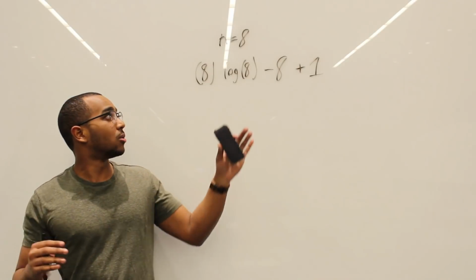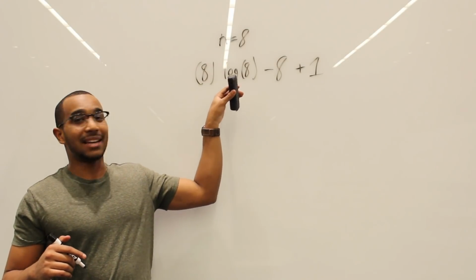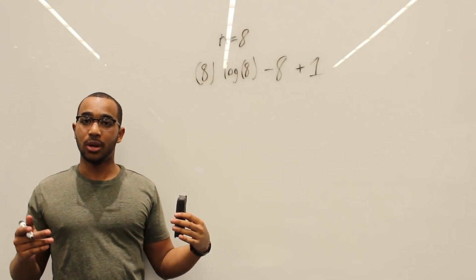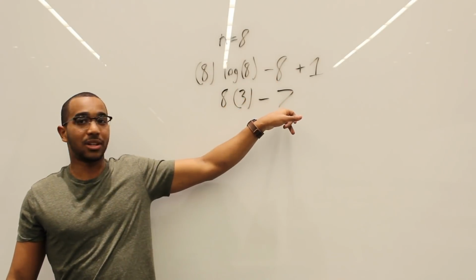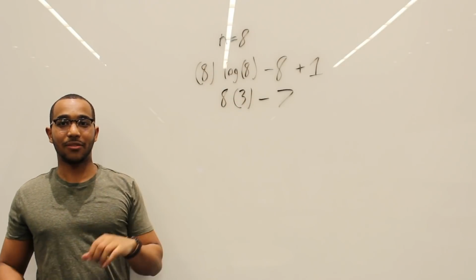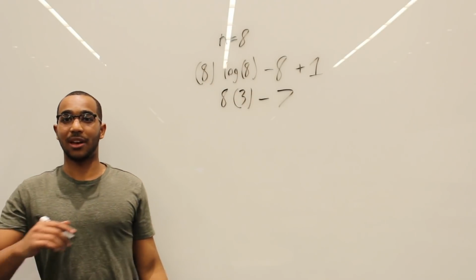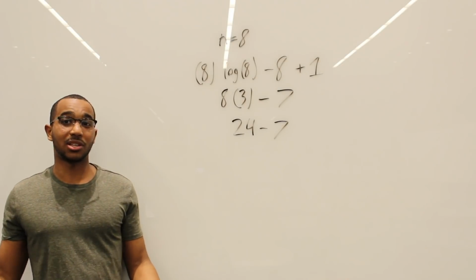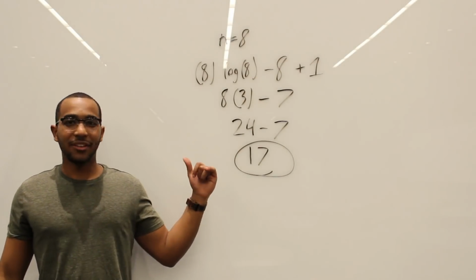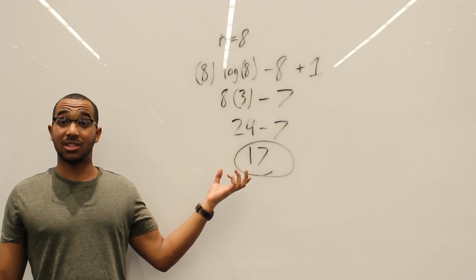I'm not sure. So what we're going to do is 8 times log of 8 base 2, which is going to be 3. Negative 8 plus 1 is negative 7. We have 8 times 3 minus 7. That becomes 24 minus 7. What is 24 minus 7? Well, this is 17.